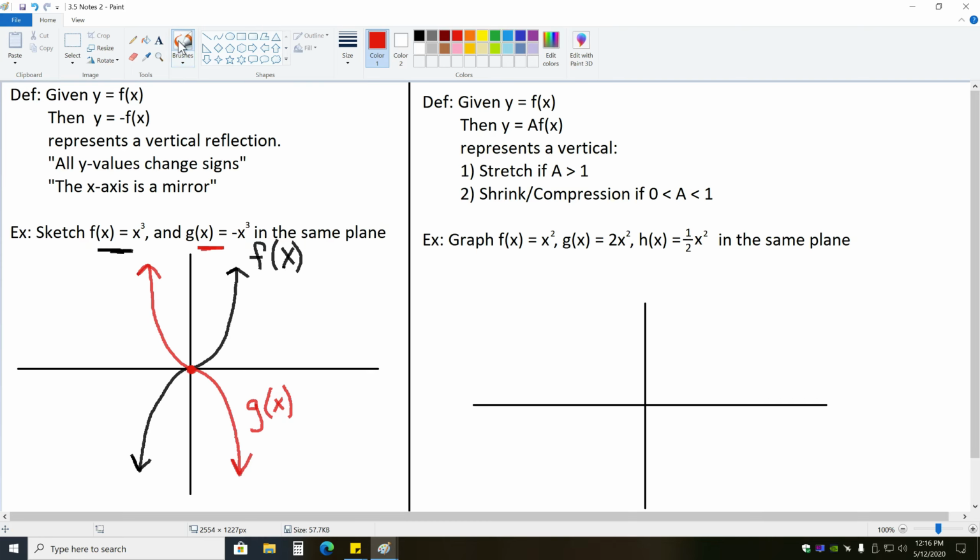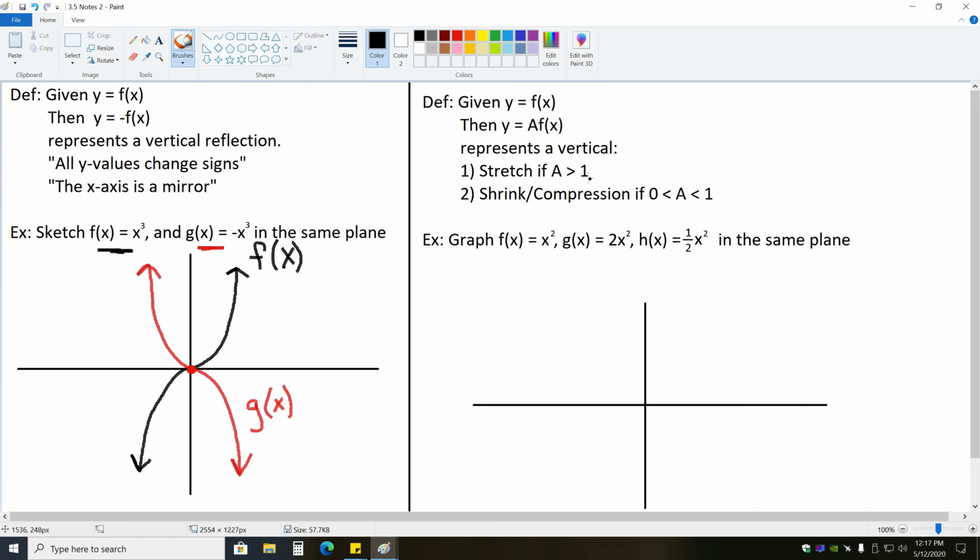Okay, so continuing from here, we now say given y equals f of x, then y equals a times f of x represents a vertical transformation, and we have two cases here. It represents a vertical stretch if a is greater than 1. And it represents a vertical shrink or compression, two names for the same effect, if a is between 0 and 1.